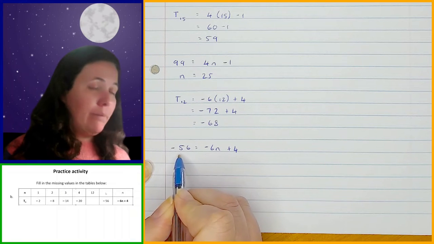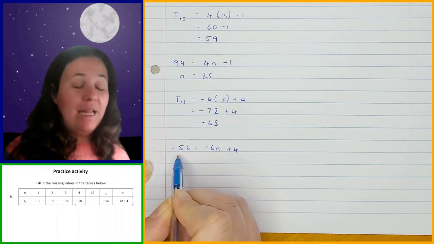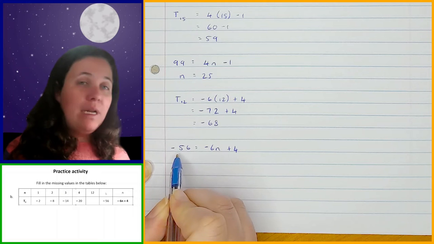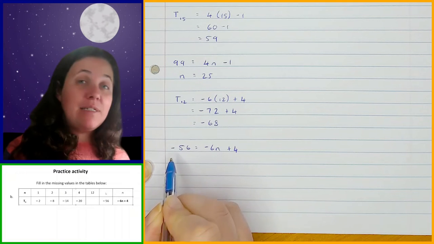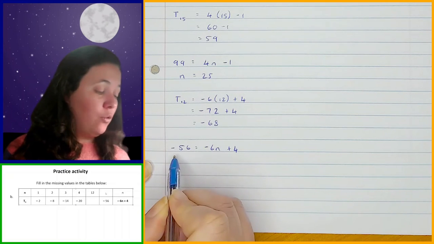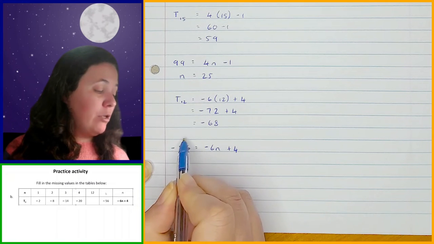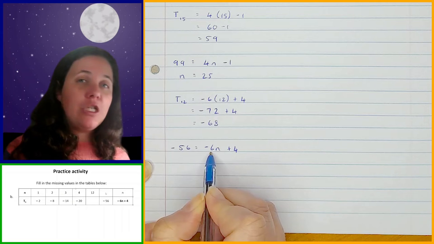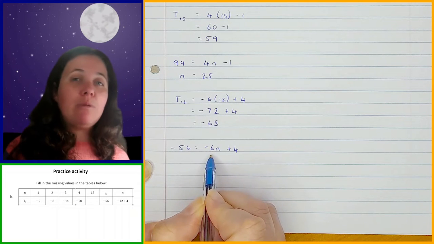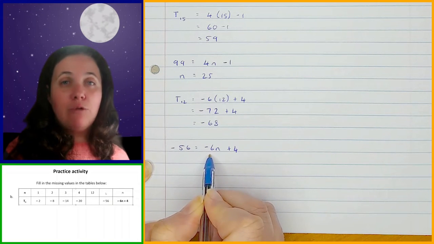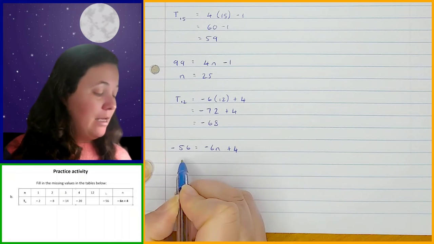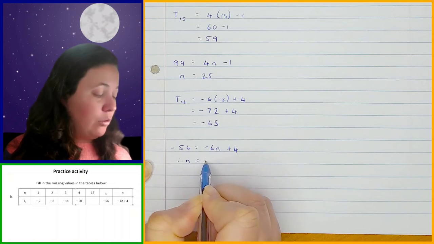Okay, so that means that we need to know what is 4 less than this. So 4 less than negative 56 is negative 60. So before I added the 4, this would have been negative 60. So I want to know, what do I have to multiply negative 6 by to get negative 60? I need to multiply negative 6 by 10 to get negative 60, which means that n must be 10. So n is equal to 10.